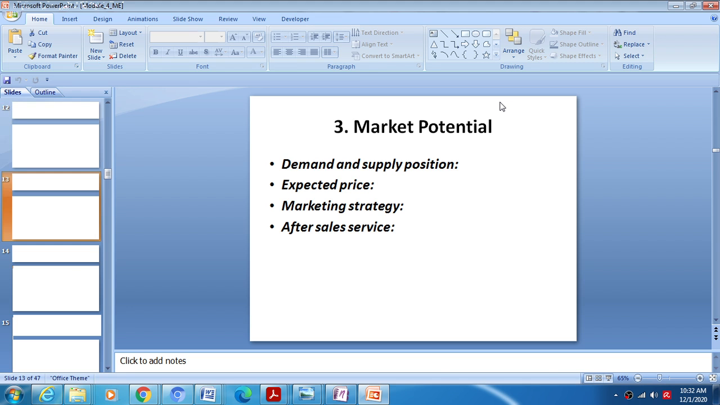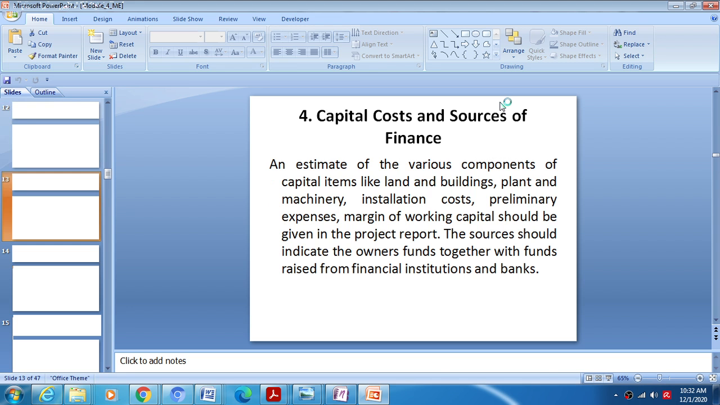Okay. The next one is capital costs and sources of finance. An estimate of the various components of the capital items like land and building, plant and machinery, installation cost, preliminary expenses, margin of working capital should be given in the project report. The source should indicate the owner's funds together with the funds raised from financial institutions and banks.